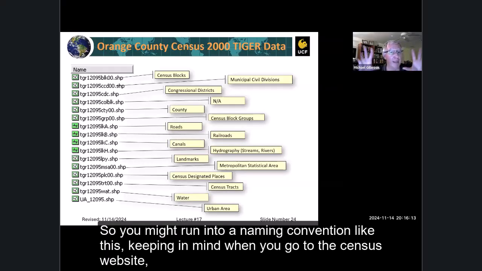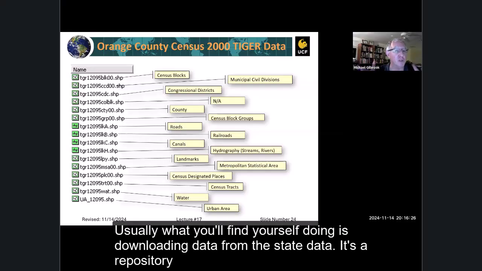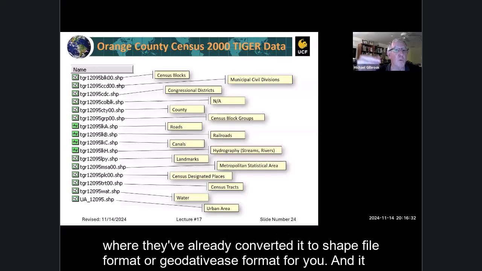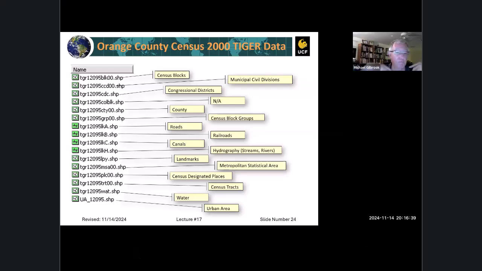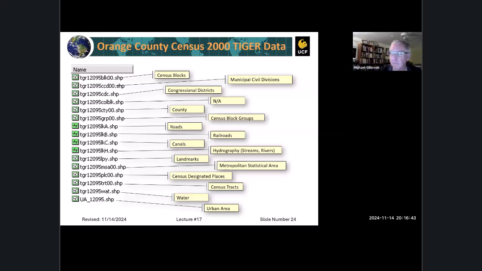So you might run into a naming convention like this, keeping in mind when you go to the census website, it's very hard to use. And to export census data, you can do it, but it's not very easy. Usually what you'll find yourself doing is downloading data from the state data depository where they've already converted it to shapefile format or geodatabase format for you. And it might use a naming convention kind of like this for the different layers.